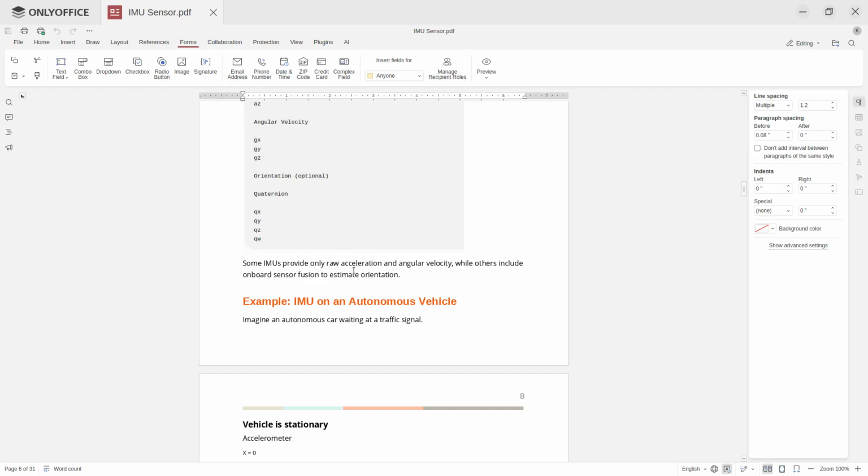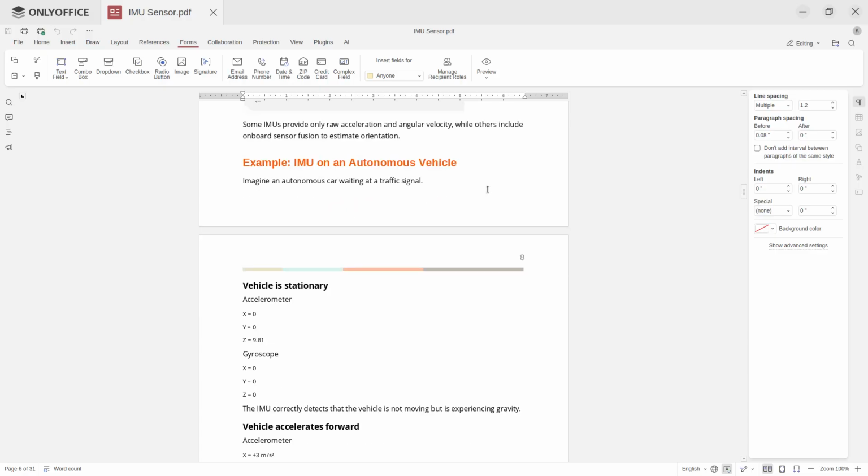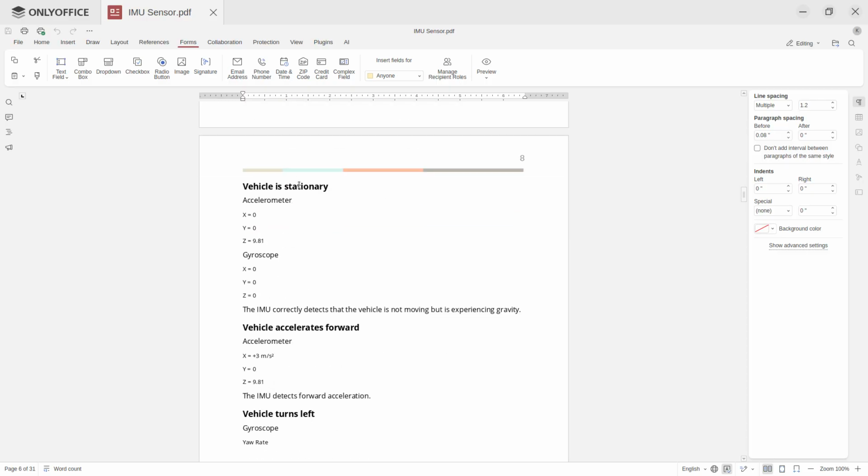Now, some IMUs provide only raw acceleration and angular velocity, while others include onboard sensor fusion to estimate orientation. This is important. Now, for example, an IMU on an autonomous vehicle. Imagine an autonomous car waiting at a traffic signal. Then what will be the outputs of the different sensors? Vehicle is stationary: accelerometer x is equal to 0, y is equal to 0, z is equal to 9.81.